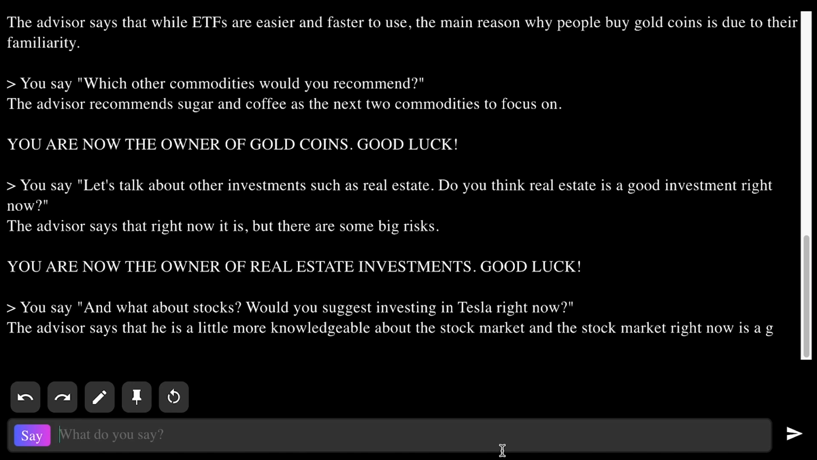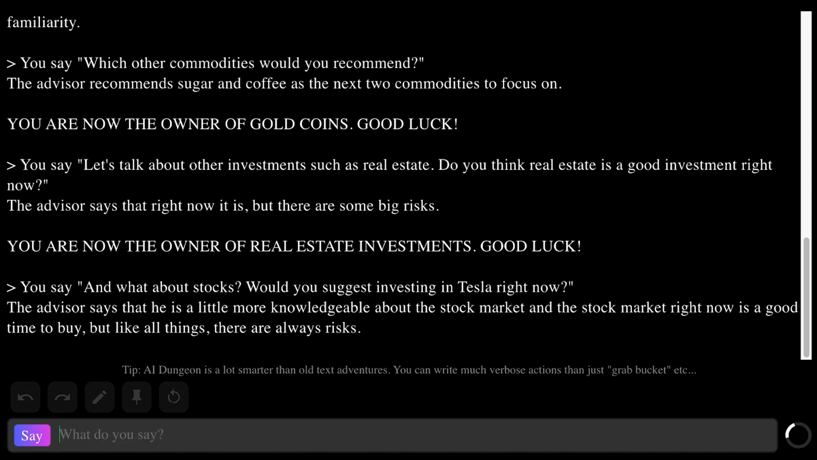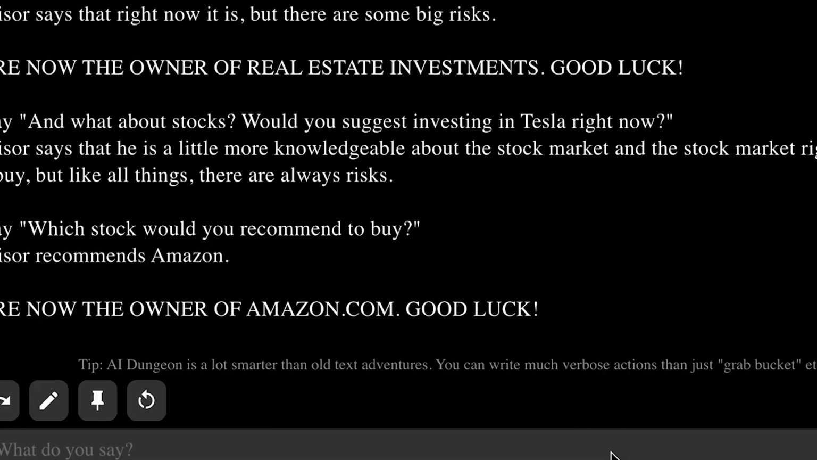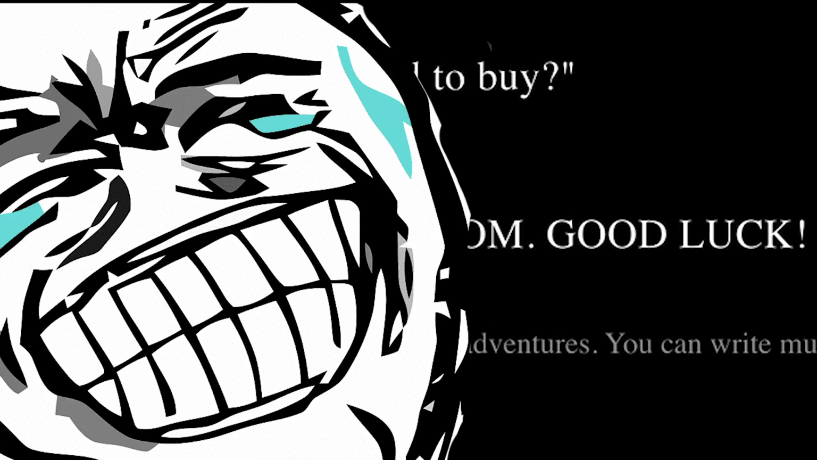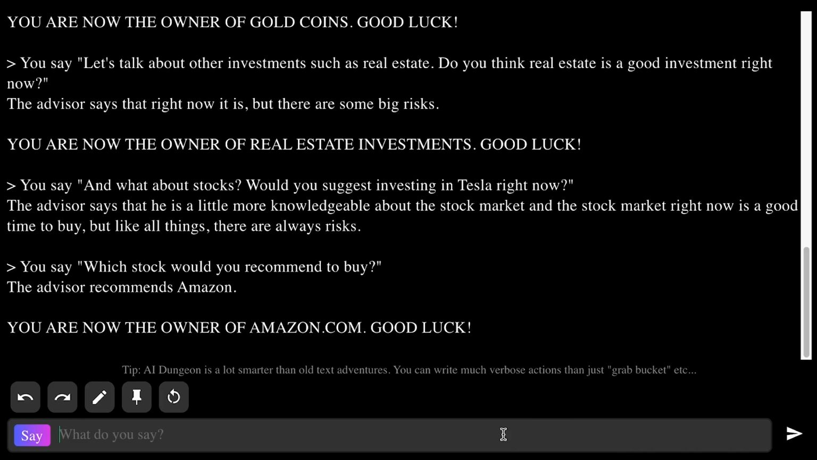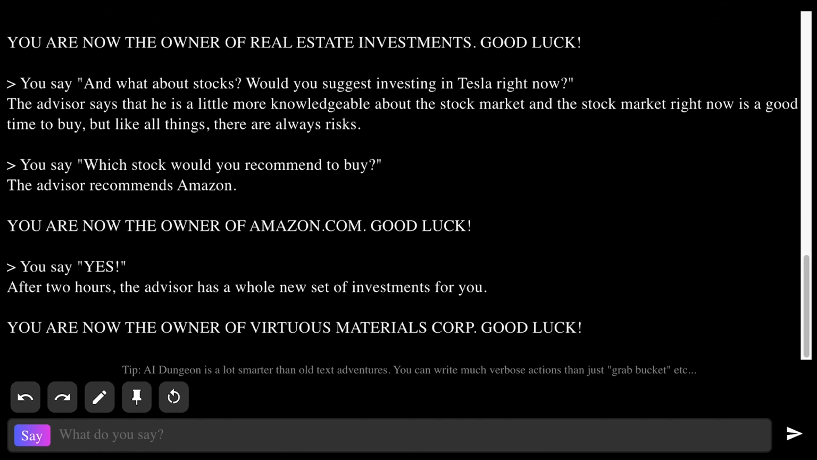The advisor says that he's a little more knowledgeable about the stock market, and the stock market right now is a good time to buy, but like all things, there are always risks. Which stock would you recommend to buy? The advisor recommends Amazon. Yes! After 2 hours, the advisor has a whole new set of investments for you.